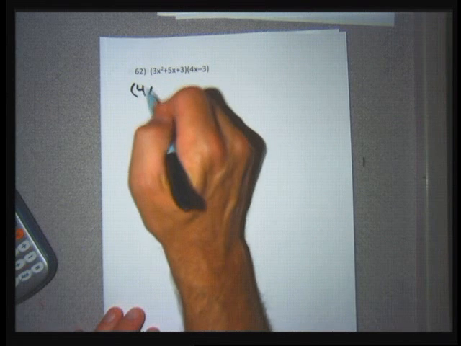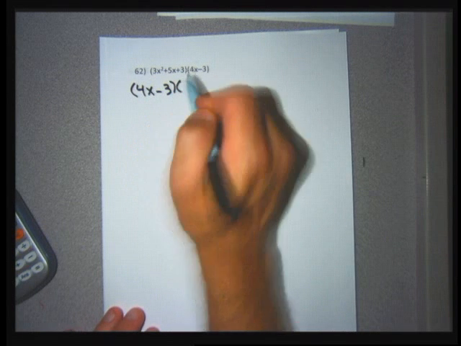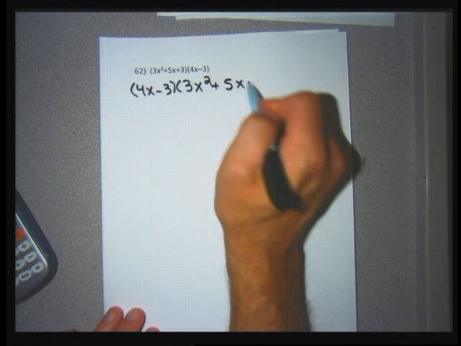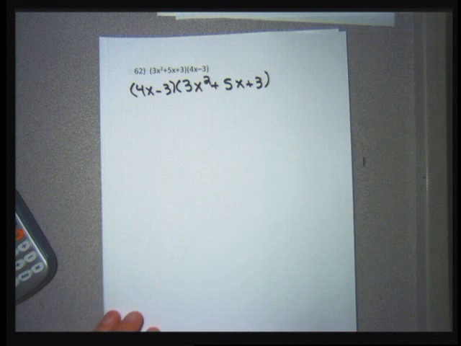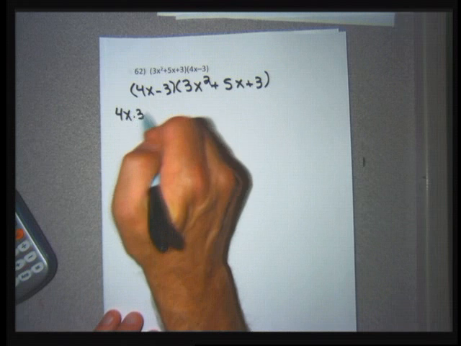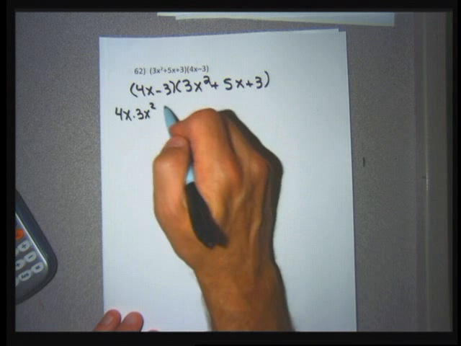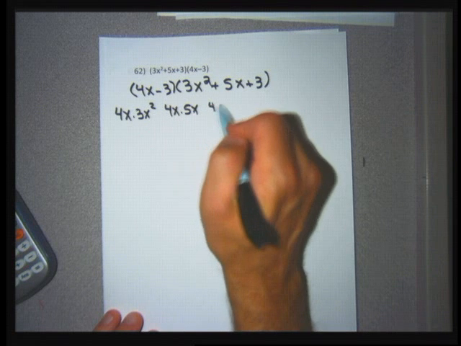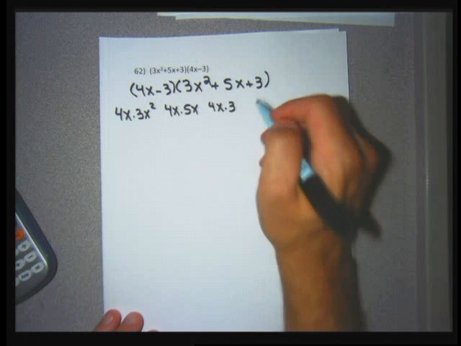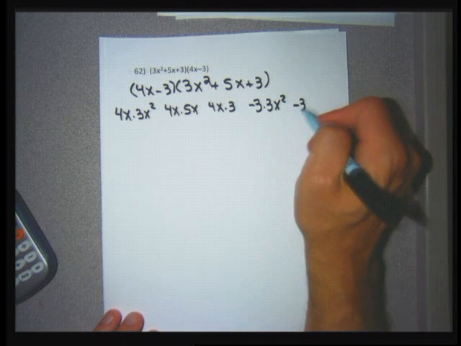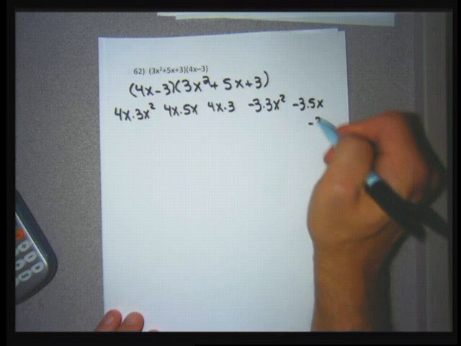So backwards, if you need to write it in the opposite order, you certainly can. You can write any multiplication problem in any order because multiplication is commutative, and for me it's easier to see like this. So now I'm going to go 4x times 3x squared, 4x times 5x, 4x times 3, negative 3 times 3x squared, negative 3 times 5x, and negative 3 times 3.